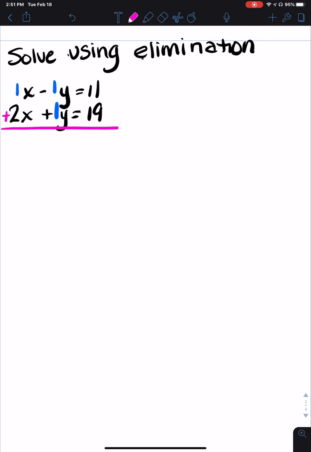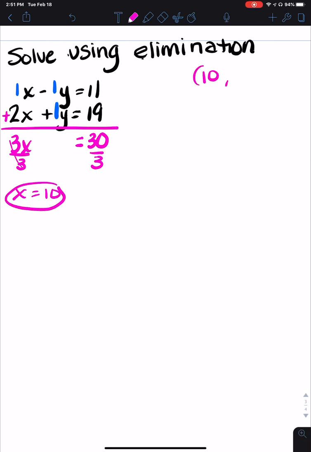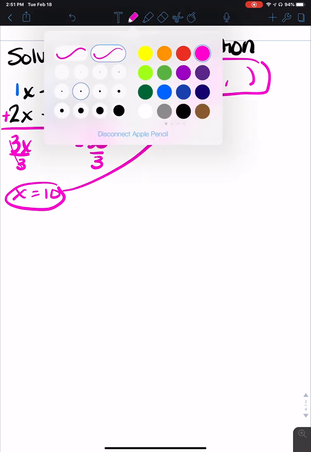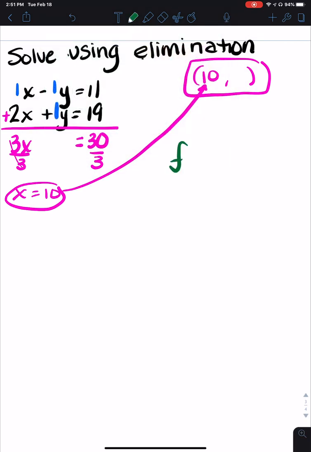So I have 1x plus 2x is 3x. The y's are going to cancel. 11 plus 19 is 30. Then I'm going to divide both sides by 3. And I get x equals 10. So in my point, I know my x value is going to be 10. So now I need to find y.